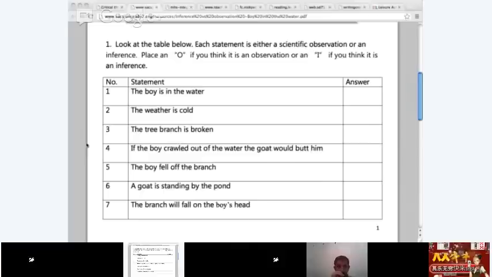Okay? It's not concrete. We don't know what would happen if the boy crawled out of the water. We never know what could happen. The goat could be a nice goat, right? Yeah, it could be a nice goat, so we don't know.